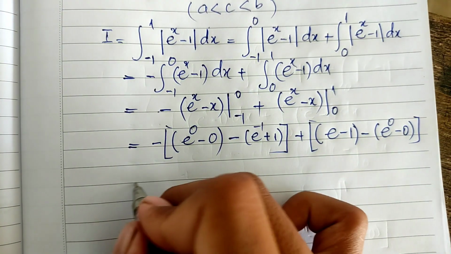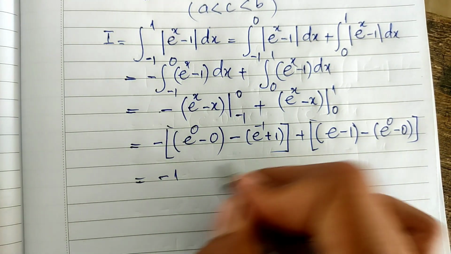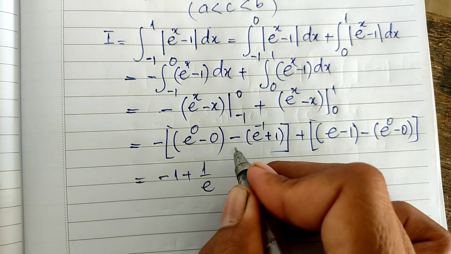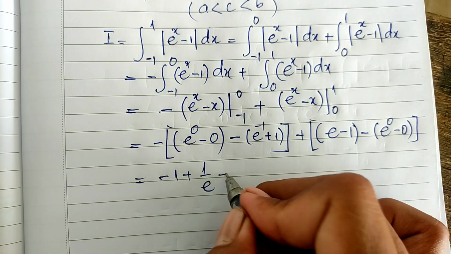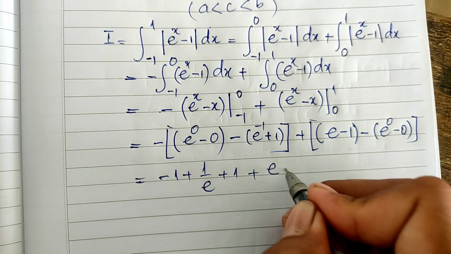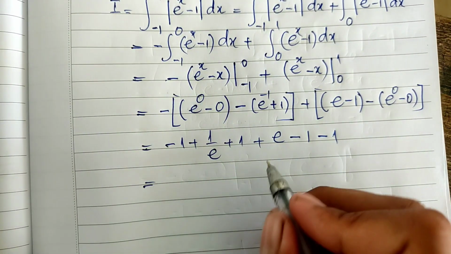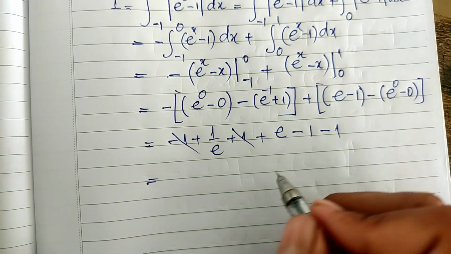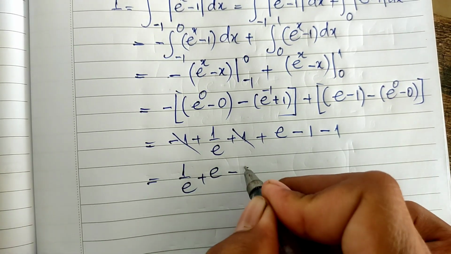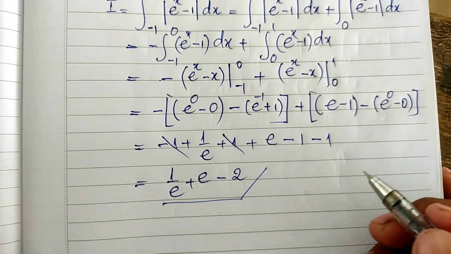Okay, now this is equal to minus 1, and plus 1 divided by e, and plus 1, and this gives plus e and minus 1 and minus 1. So we can cancel this. We get 1 divided by e plus e minus 2 as our solution.